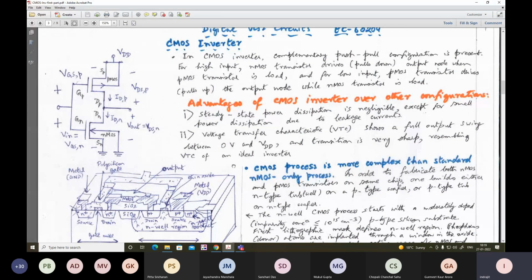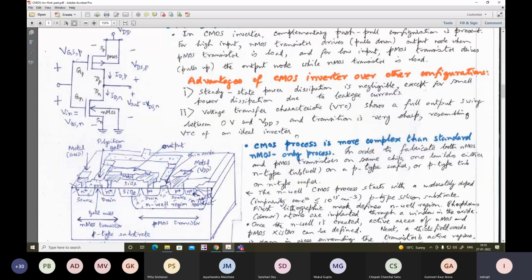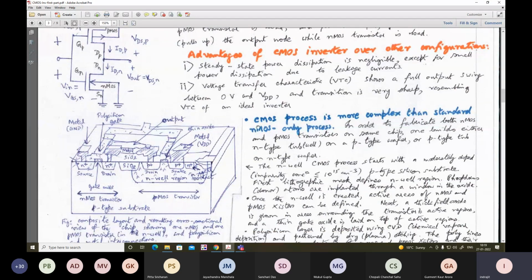Okay. So before we take up the current voltage characteristic, let us briefly discuss, see, these questions are frequently asked at the time of your interview. That means the CMOS process and the latch-up process. CMOS process, why is it more complex than the standard NMOS only process?